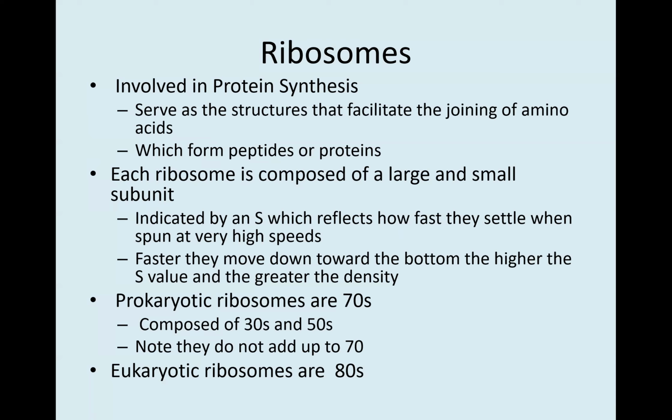So eukaryotes versus prokaryotes, in terms of ribosomes, are going to be different. Prokaryotic ribosomes are what we consider to be a 70S, and they're composed of 30S and 50S subunits. Now, as you can see, it doesn't total up to that number, so how they get that number is a little bit different. But eukaryotic ribosomes are going to be an 80S.